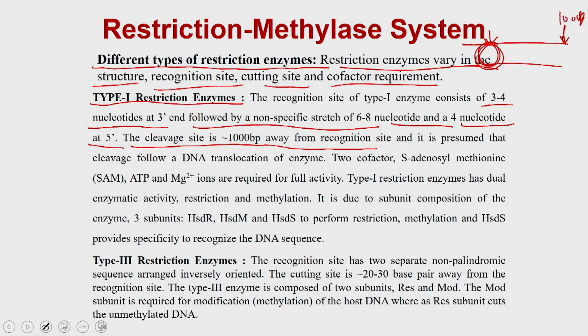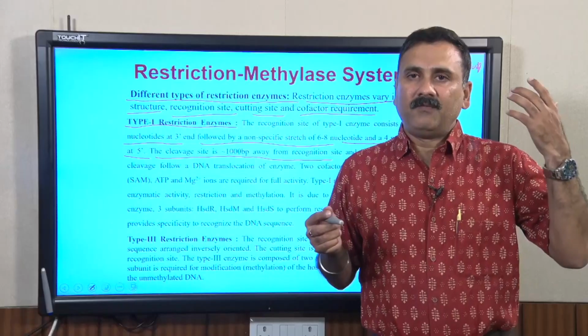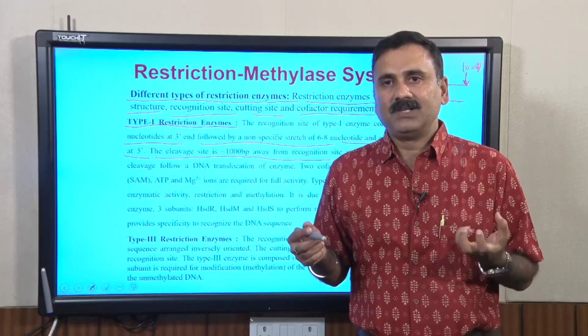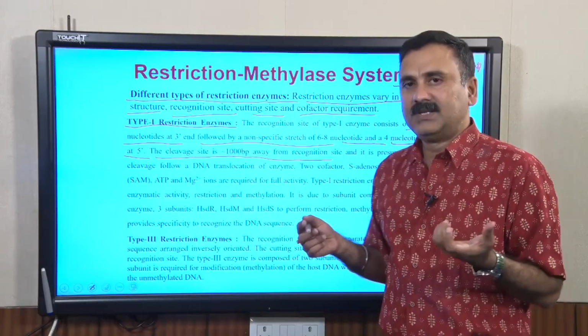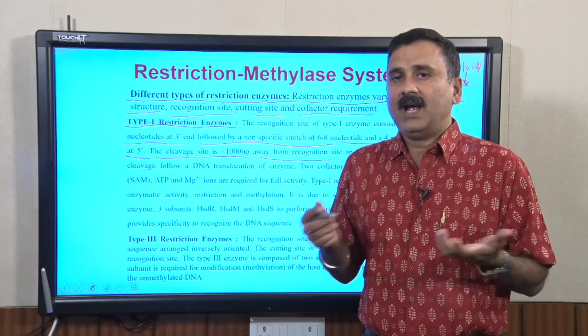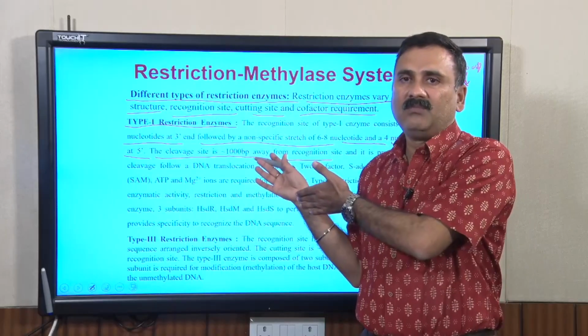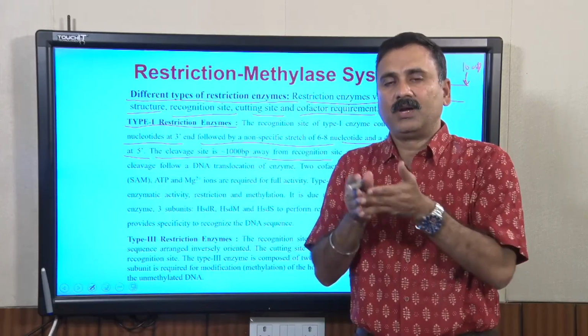Which means the type 1 restriction enzymes, first of all, have very uncharacterized or loose recognition sites, and where they cut is actually 1000 base pairs away from the actual recognition sites.